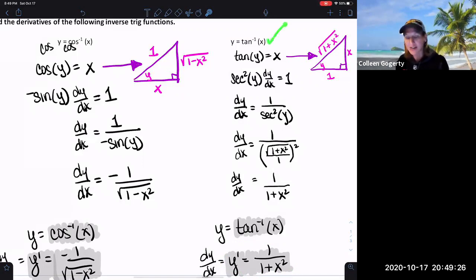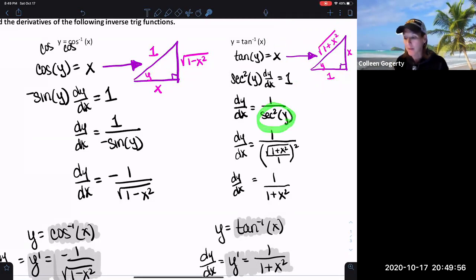So I started with y equals tan inverse of x. I needed to manipulate that. I don't know the derivative of tan inverse of x, so I needed to change the way it looked so I could just have tangent. Then I used implicit differentiation in order to find the derivative of tan y, and then kept on manipulating until I got to a point where I needed to evaluate what the heck is secant squared y.